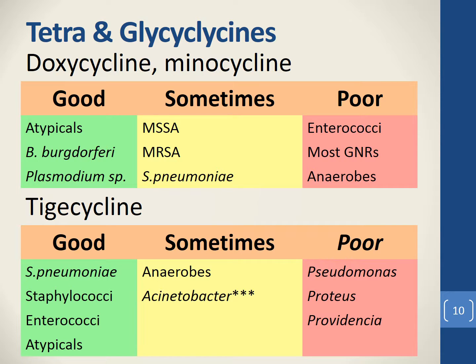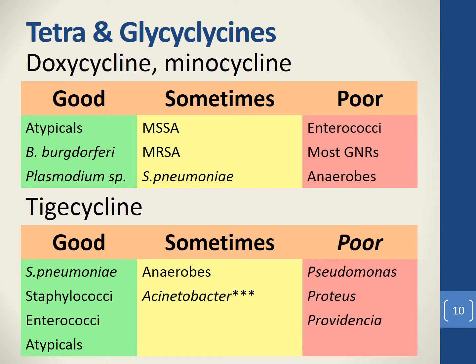Borrelia burgdorferi, the causative pathogen of Lyme disease, you'll note under there, doxycycline especially is a treatment of choice. And you'll see that neither of these have anaerobic coverage. They're poor against gram-negative rods, and they're poor against enterococci.